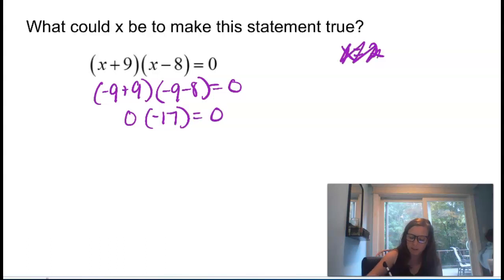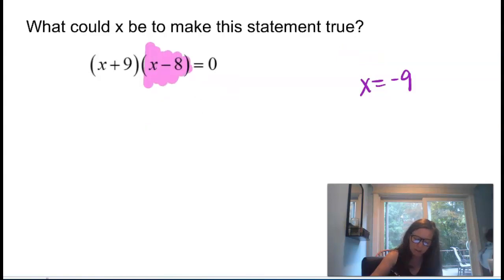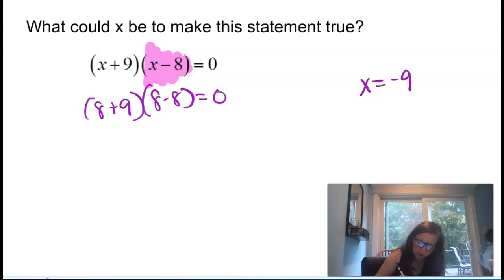So x could be negative 9, or let's see if we can make the second parenthesis turn to 0. So that pink parenthesis, let's make this guy turn to 0. What minus 8 is 0? 8, hopefully. And then if we plug in 8 for the other one, we just end up getting 17 times 0 equals 0, which is true.